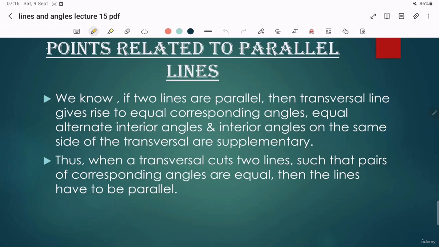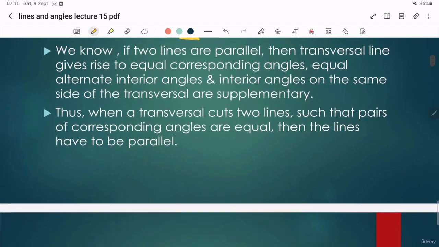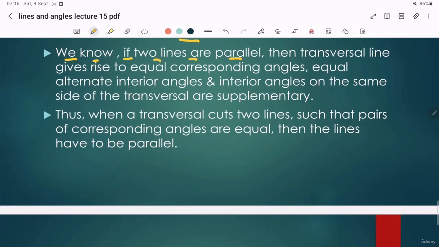Hi everyone. Today we will study points related to parallel lines. We know if two lines are parallel, then a transversal line gives rise to equal corresponding angles, equal alternate interior angles, and interior angles on the same side of the transversal are supplementary.